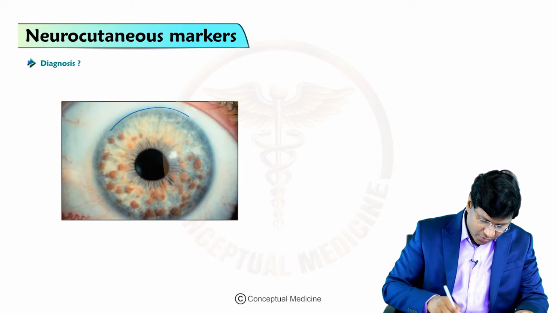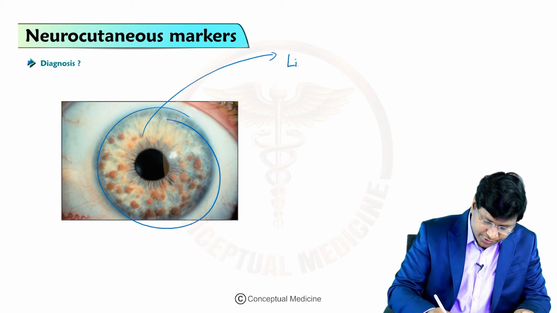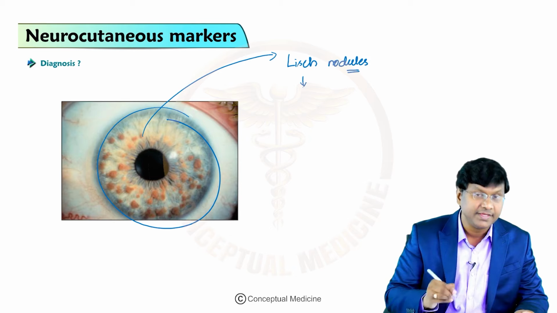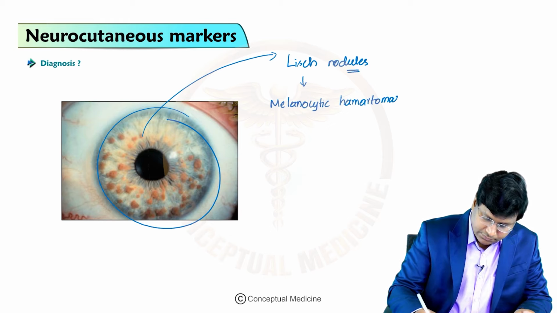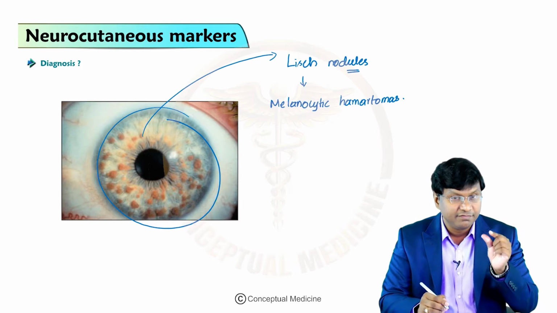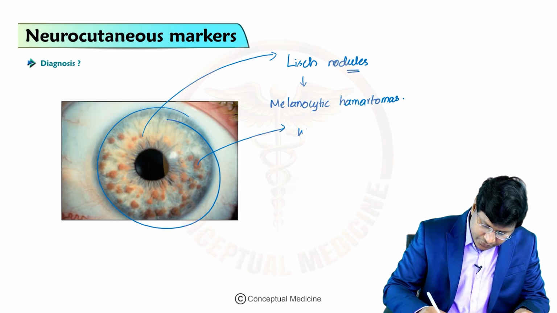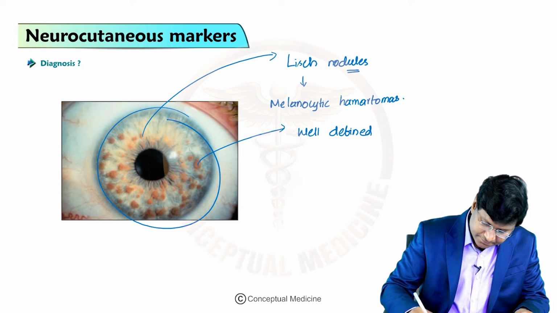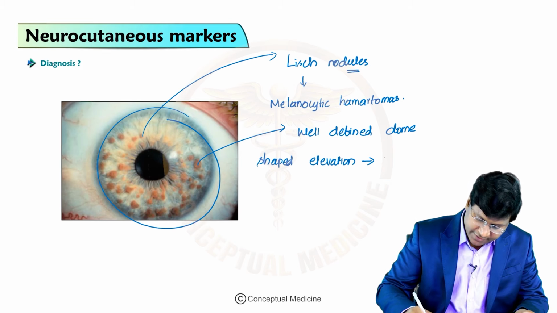Then followed by that, you take the ocular manifestations. What is this ocular manifestation suggestive of? It is suggestive of the Lisch nodules. And these Lisch nodules are melanocytic hamartomas that appear as well-defined dome-shaped elevations projecting from the surface of the iris.